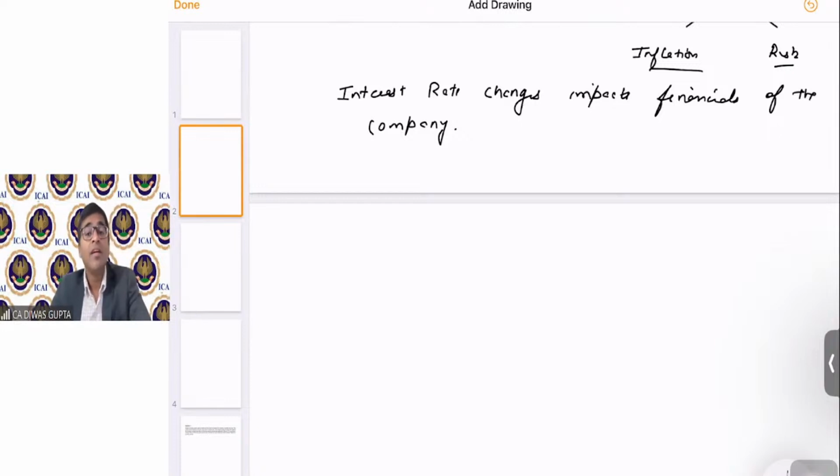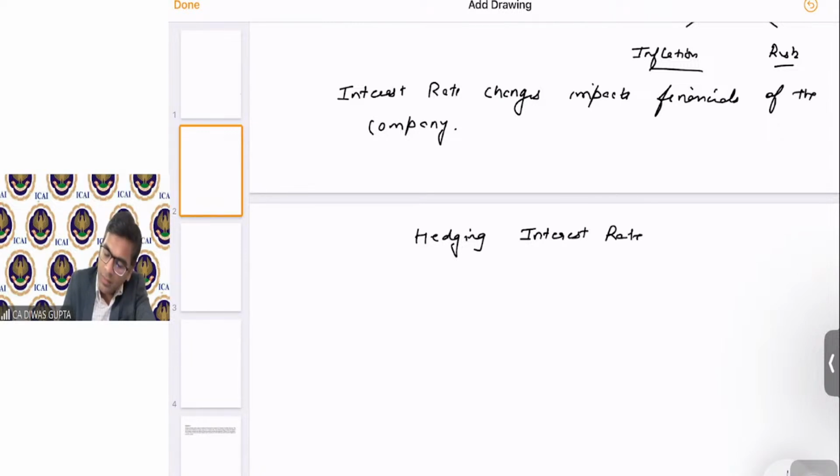By hedging, I hope now the term hedging is clear, right? In derivatives as well, we discussed hedging is the protection to the buyer or seller against the opposite movement of any index. In this case, that is interest. So hedging interest rate risk.